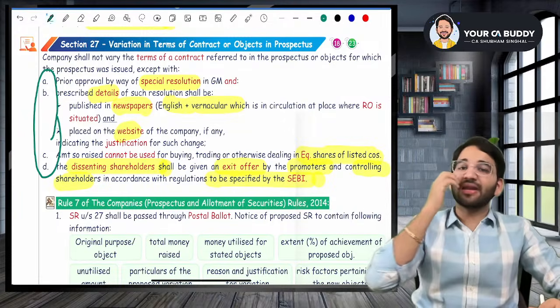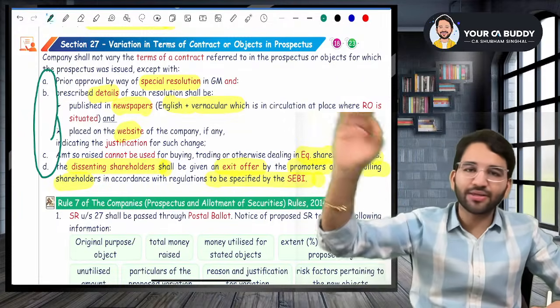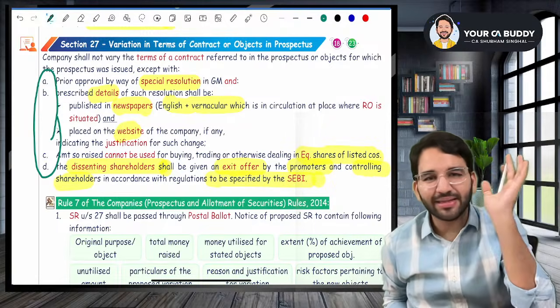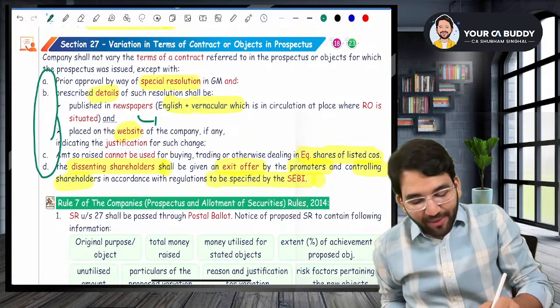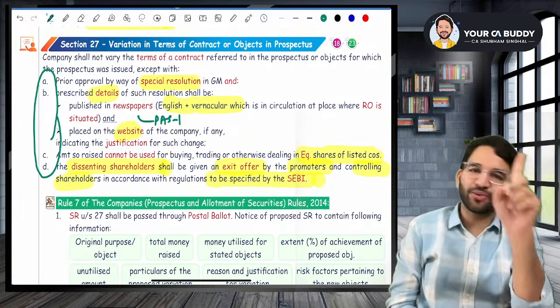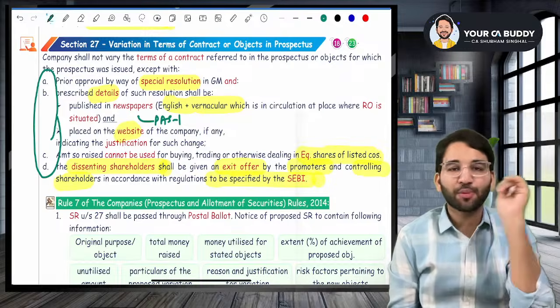Now listen to me very, very carefully, please, guys. Sir, a few minor details: you remember how you had to put an advertisement in a newspaper? That will be done in a format which is called Form PS1. Okay. Now next point, sir.